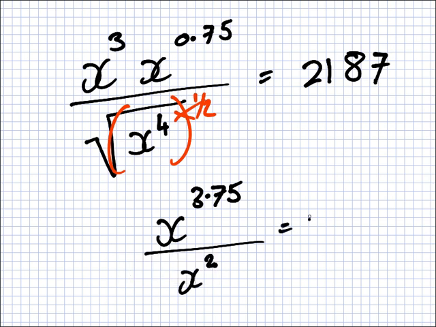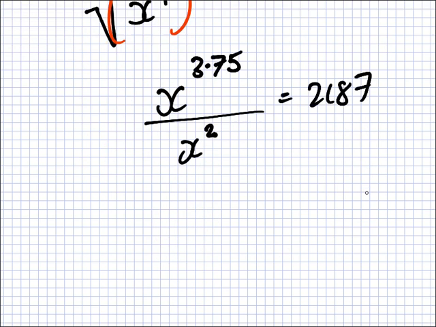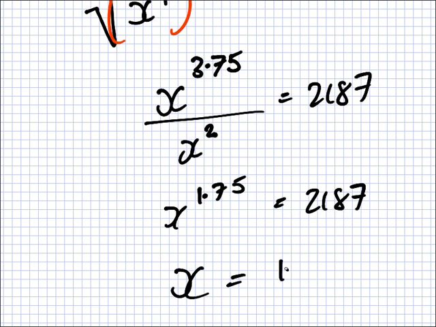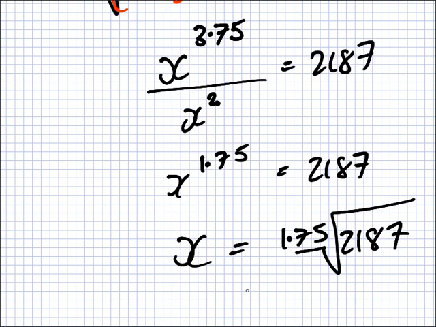Now, what should I do next? Minus them. So I get x to the power 1.75 equals 2187. Now, you could jump straight to the answer. If you have a Casio calculator, x is the 1.75th root of 2187.